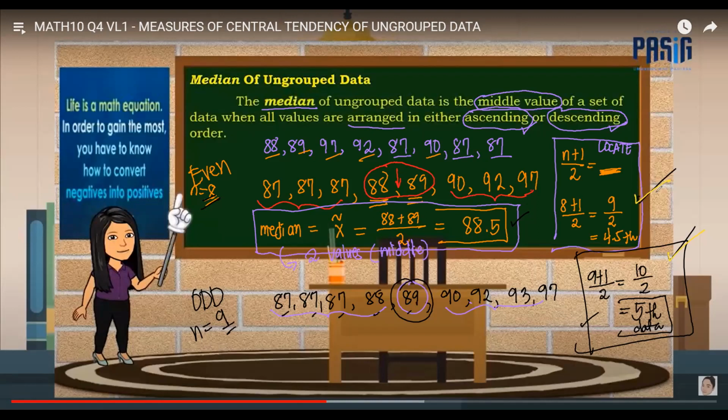Okay? So, ano yung ginawa natin kanina? Ginawa po natin ay una, we arrange the data. Pangalawa, we locate. At yung pangatlo, nakadepende yan kung odd or even. Pag even yung number of data mo, you have to solve for the middle value. Okay? So, yung tatlo yung ginawa natin.